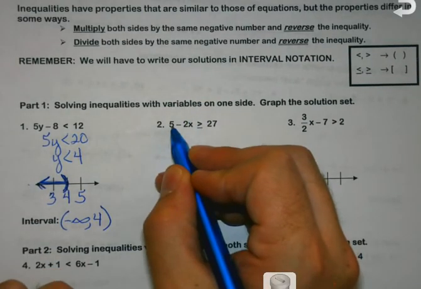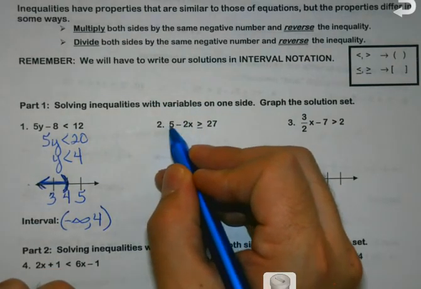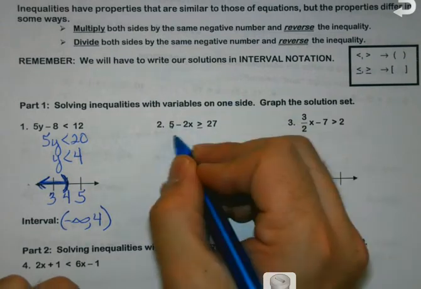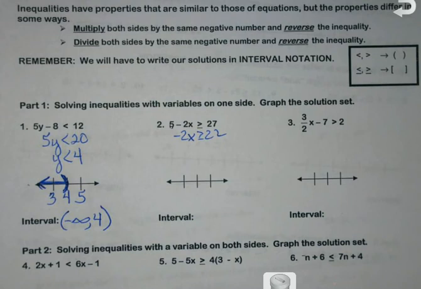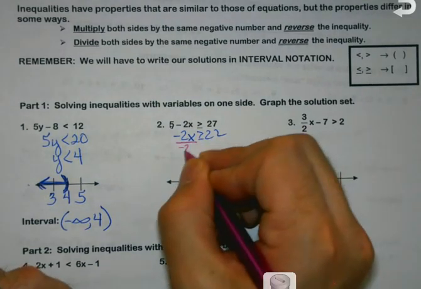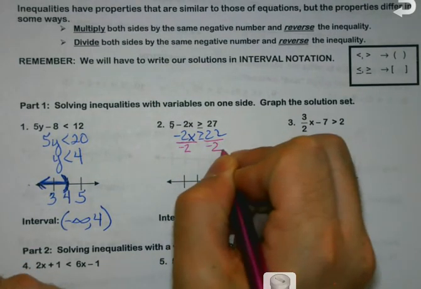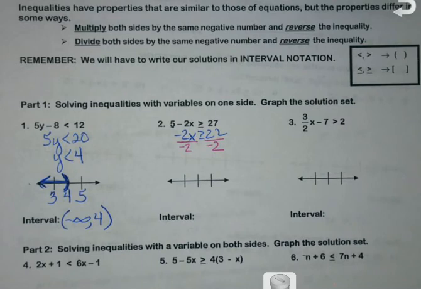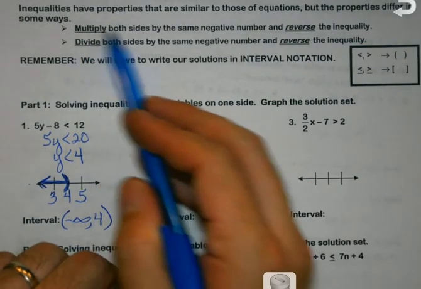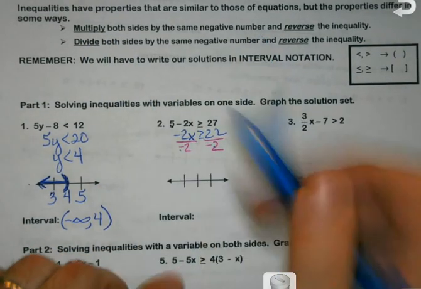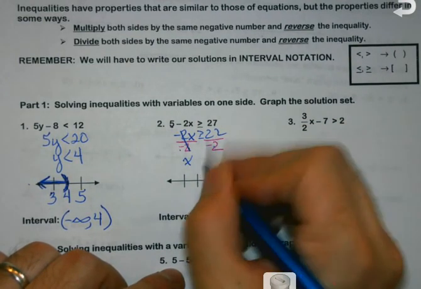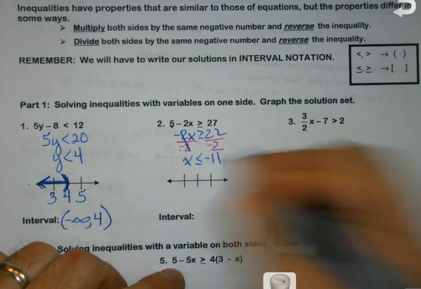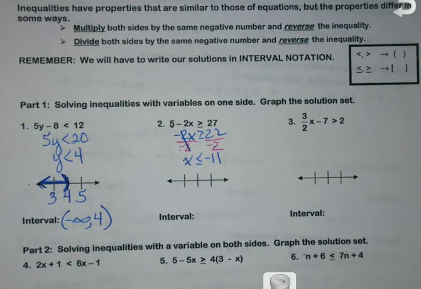My first step is to get that positive 5 out of there. Don't get sucked in by seeing the negative. We're going to minus 5 from both sides. And then, and I'm actually going to draw this one out this time to draw notice to it, I'm dividing both sides by the same negative number, the situation we're talking about up here. Whenever that happens, I've got to remember to reverse or flip my inequality arrow. Because if I don't, I'm going to get the exact opposite of the solution set that I want.